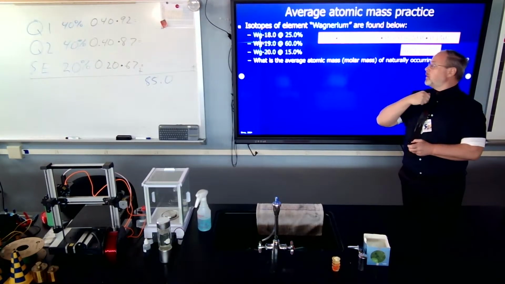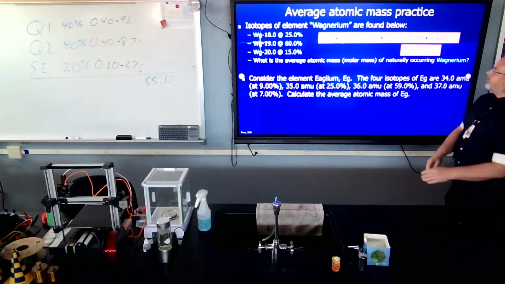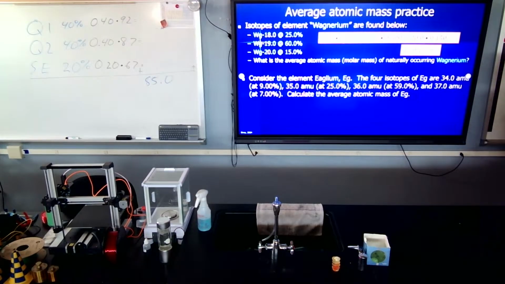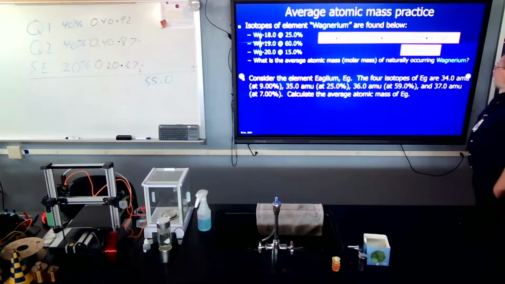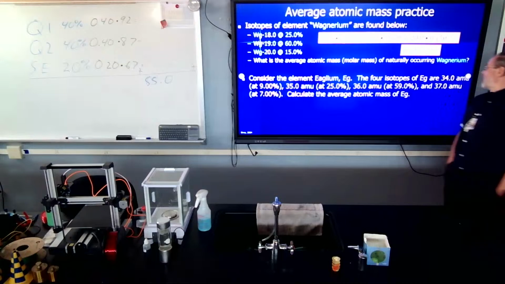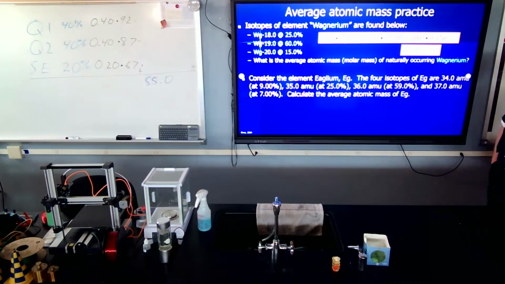Okay. One more. Actually, there's 2 more. The next one is this. The element gallium has 4 isotopes that are naturally occurring. 34 AMU gallium is 9% abundant. 35 AMU is 25%. 36 AMU is 59%. And 37 AMU is 7%.